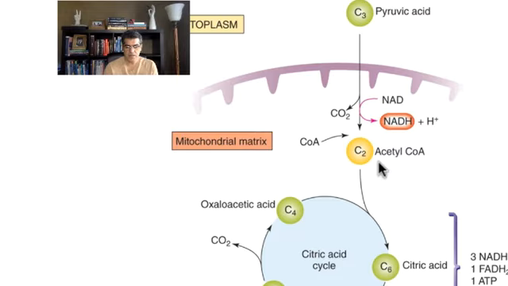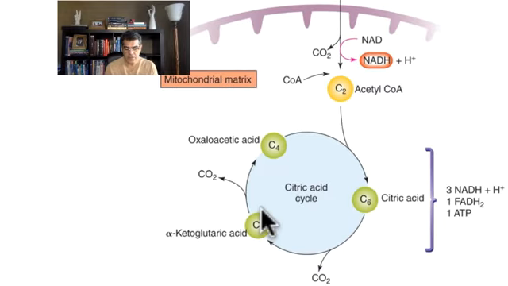Pyruvic acid is going to turn to acetyl coenzyme A, and the acetyl coenzyme A is going to get to the citric acid cycle.